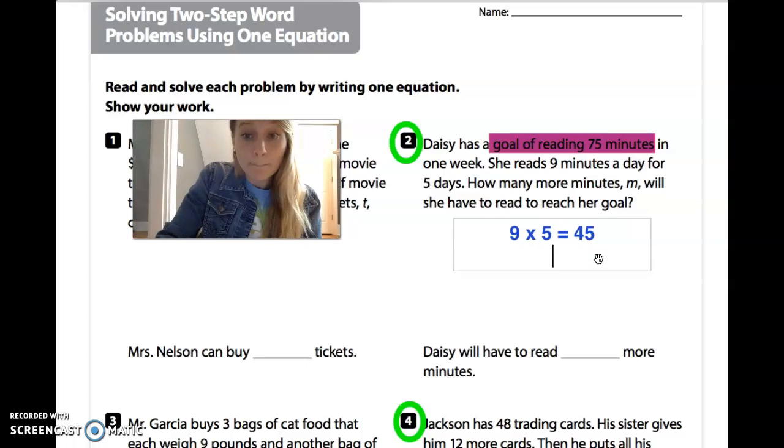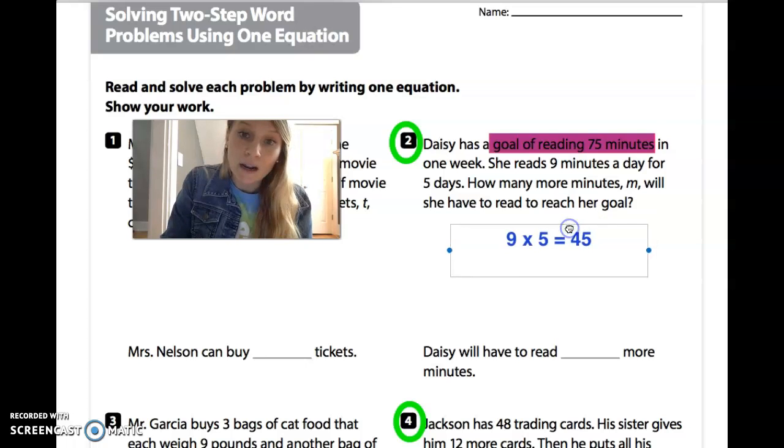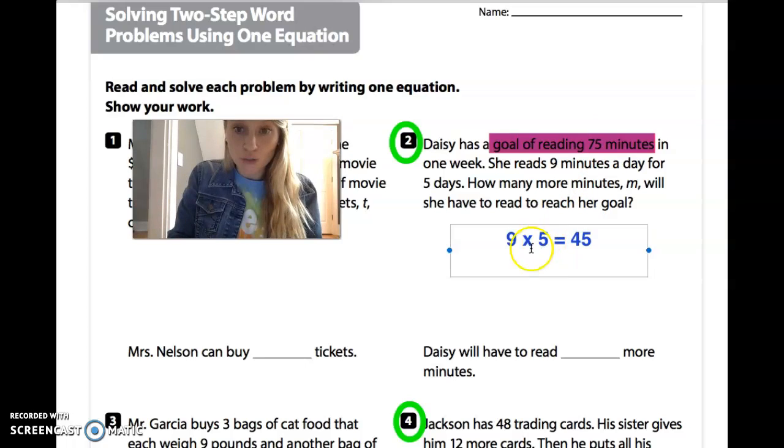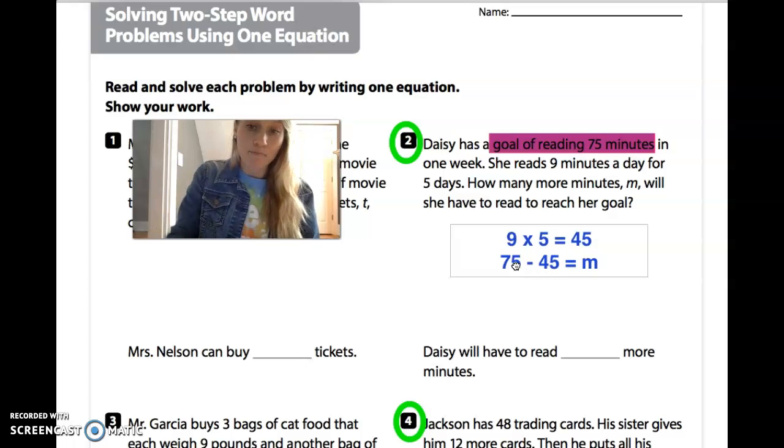How many more minutes, M, will she need to reach her goal? So they're saying her goal is 75. How many minutes does she need to read more? So if her goal is 75, and we know she's only read 45 minutes, so 75 minus 45 equals M. That's the way you could have written it.